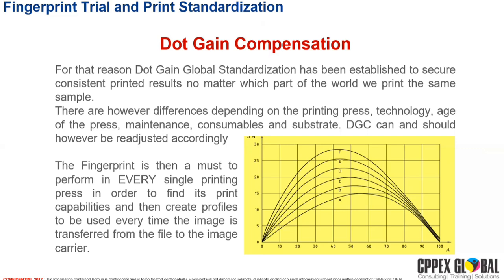So dot gain can and should, however, be readjusted accordingly. The fingerprint is a must to perform, very important for every single printing press, in order to find its printing capabilities and then create a profile to be used every time an image is transferred from the file to image areas. So this is very important. If you have a new machine, don't start your machine without conducting a fingerprint trial, or if you have an old machine in your press room, then please conduct the fingerprint trial periodically, maybe once a year or twice a year in your press rooms.